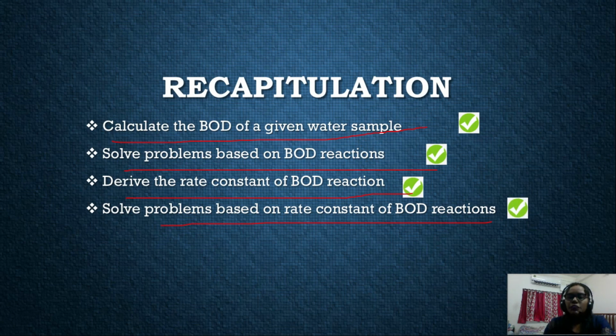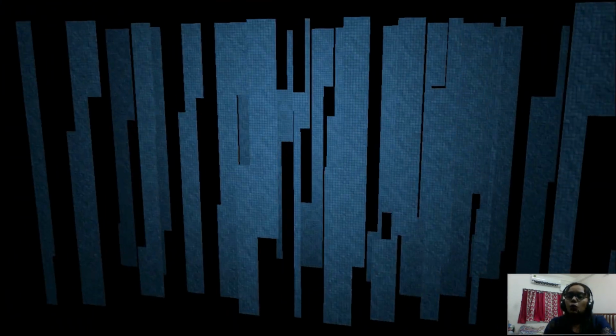Okay, so next day, students, we will see more problems based on the rate constant of BOD reaction.